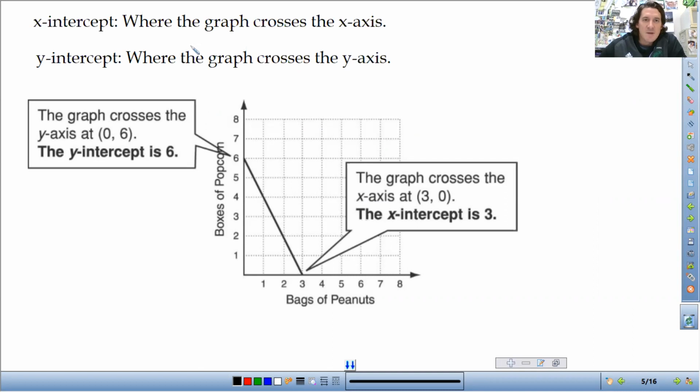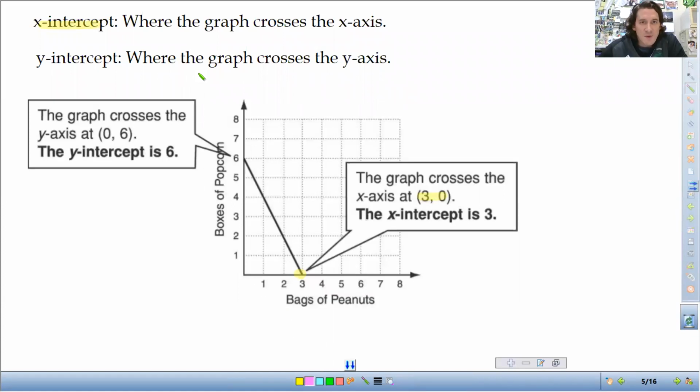The x-intercept is where the graph crosses the x-axis. So remember, the x-axis is the horizontal line, right? So the x-intercept is right here at this point, and that is at the point 3, 0. Remember, we list the x first when listing the points.